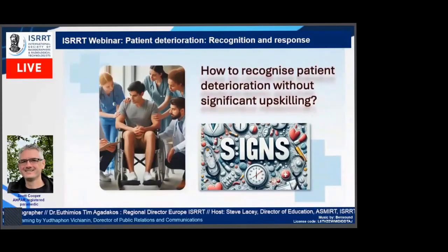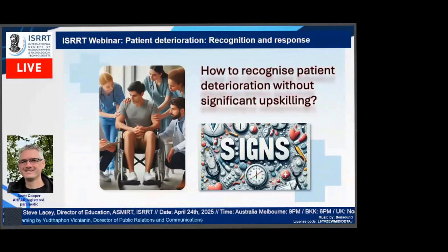So the question will be, how do we recognise patient deterioration with MRPs without significant upskilling? We don't obviously want to train them to be nurses or doctors, but what we do want to do is provide some degree of education that can help to boost their confidence and their abilities in this area.